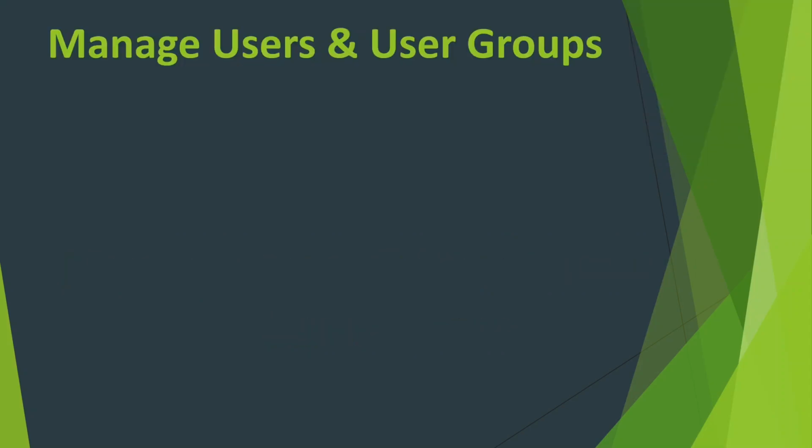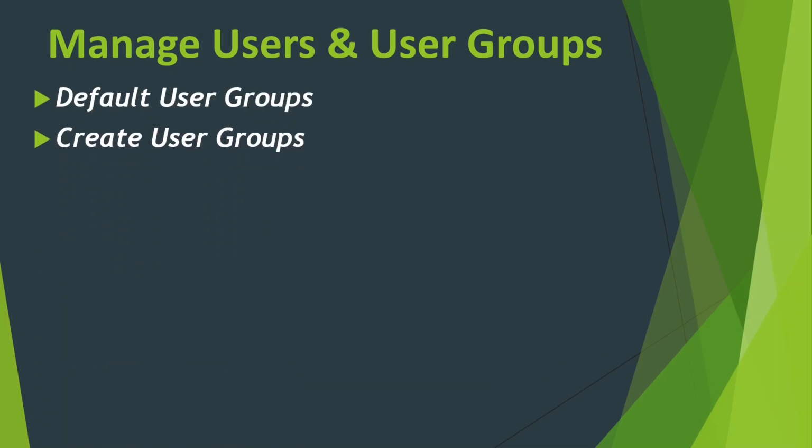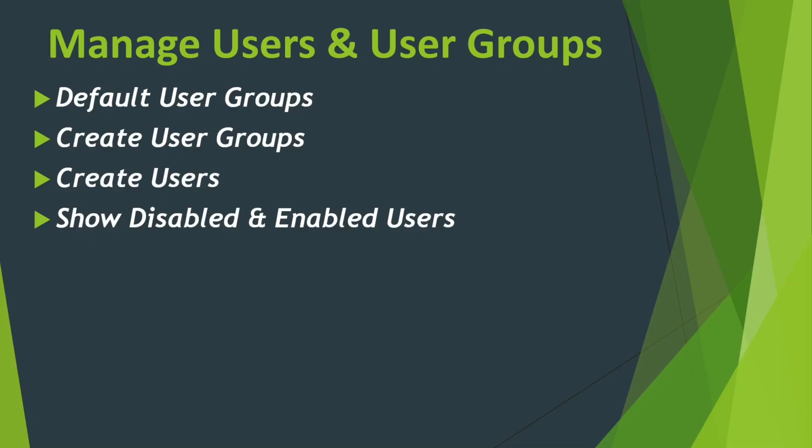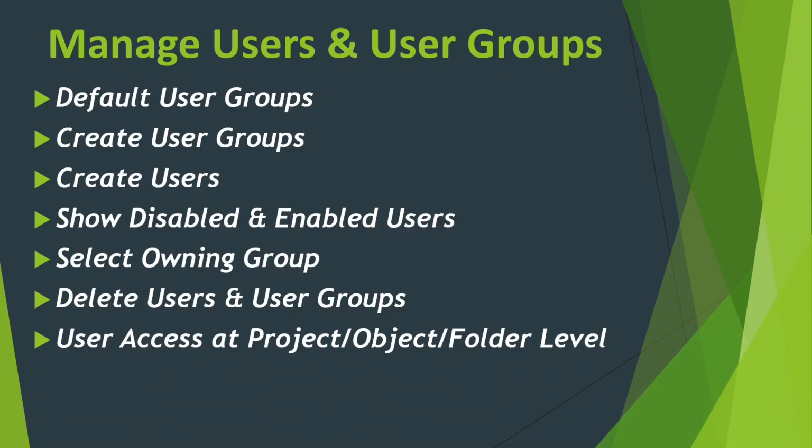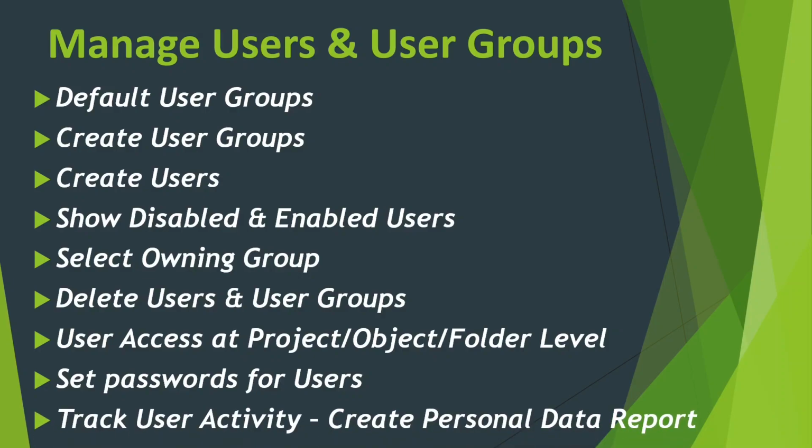Let us see the agenda items. So I'm going to teach you what are the default user groups that are available in your multi-user workspace, and how we can create new user groups, and how we can create the users within the user groups, and how we can show disabled and enabled users, and how you can select the owning group for the group that you created, and how you can delete the users and user groups, and how you can provide the access to the users at project level, object level and folder level, and how you can set the passwords for the users that you have created newly, and how you can track the user activity by using create personal data report.